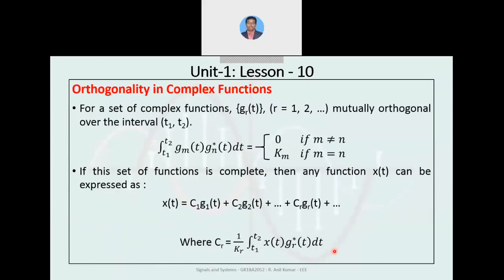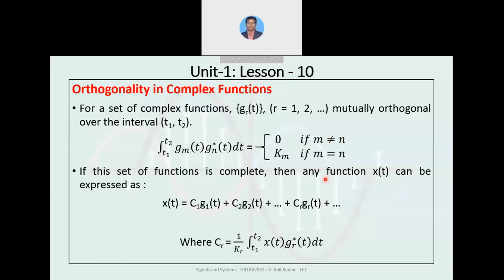Next, for a set of complex functions, say gr of t, where r equals 1 up to infinity, being mutually orthogonal over the interval t1 to t2 can be given in terms of gm of t into gn conjugate of t. Please remember it is gn conjugate of t. The expressions are similar to previous lessons, but here we are considering complex functions, so we need to represent the conjugate term as the second term and the normal term as the first. So the integral from t1 to t2 of gm of t into gn conjugate of t dt equals 0 if m is not equal to n, and equals some value if m equals n.